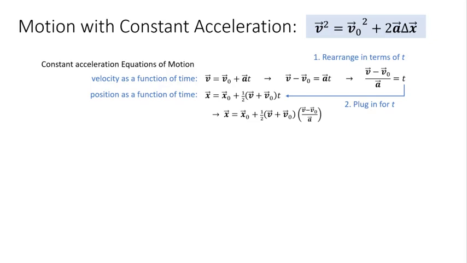times (v minus v naught) divided by a. Okay, next step, I'm just going to take my a, which is divided inside of these parentheses, and pull it outside of the parentheses. And so I would get 1/2 times 1 over a, (v plus v naught) multiplied by (v minus v naught), all added to x naught still.